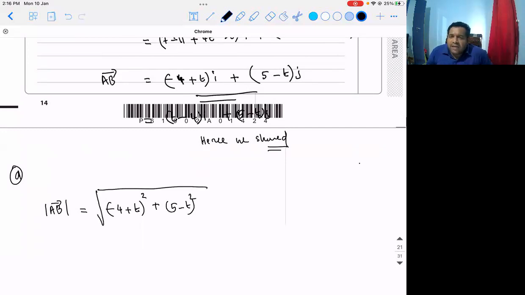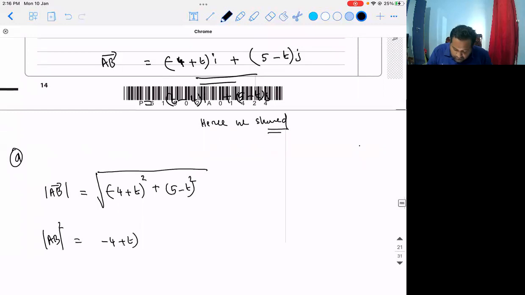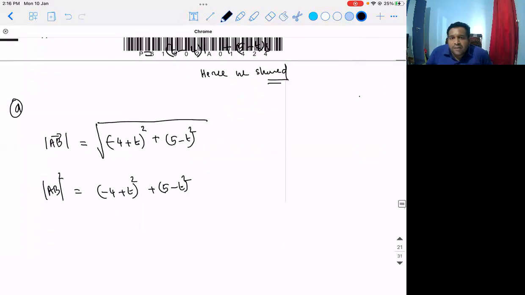If AB is minimum, then AB square is also minimum, right? So to avoid this square root, I'm just squaring both sides. So AB square is equal to what? Minus 4 plus t whole square plus 5 minus t whole square. Am I correct?